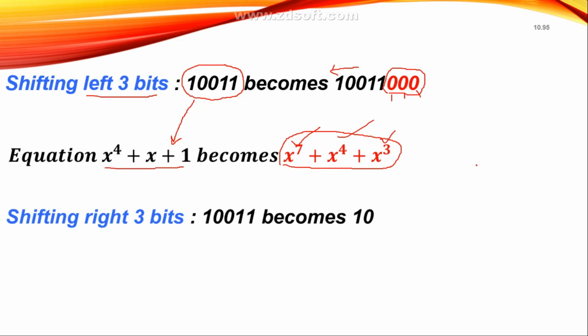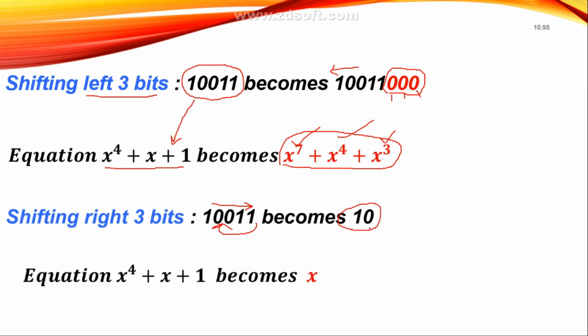Now suppose you want to shift this 10011 towards the right by 3 bits, then what does it become? Then the decimal point would be shifted to over here. So it becomes 10. If you want to represent it in equation form, as we know, its equation is x raised to 4 plus x plus 1. And what remains then? It is x, because this is x raised to 0 into 0, 0, x raised to 1 into 1, it is nothing but your x.